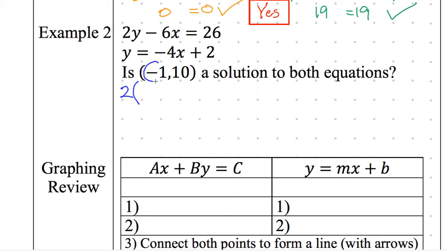Careful here. I'll label this one for us. That's our X and that's our Y. Oh, it's 10. 2 times 10. Good job. Continue on. Minus 6. Minus 6 times -1. Good. And thank you very much. Jenny, you can turn in your card.